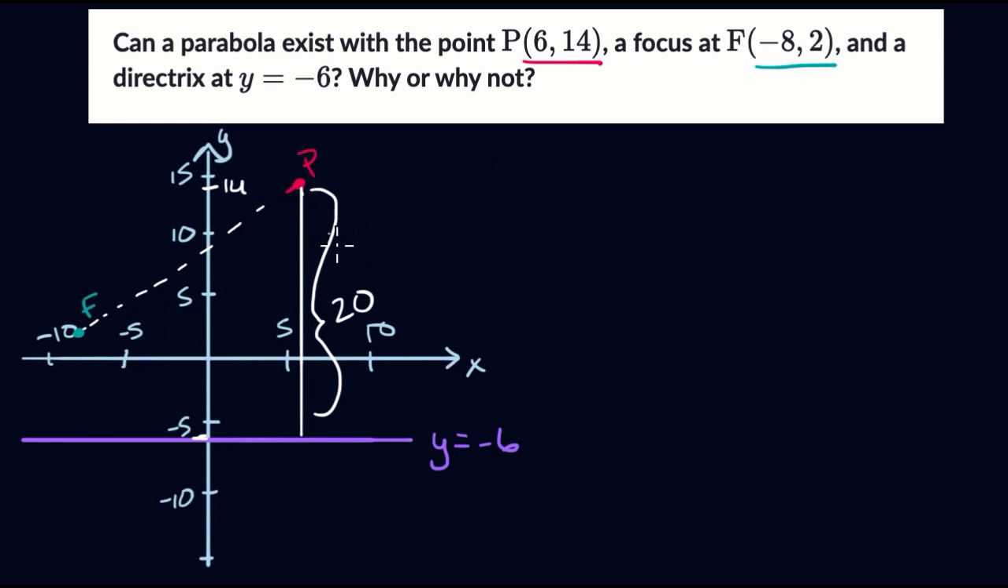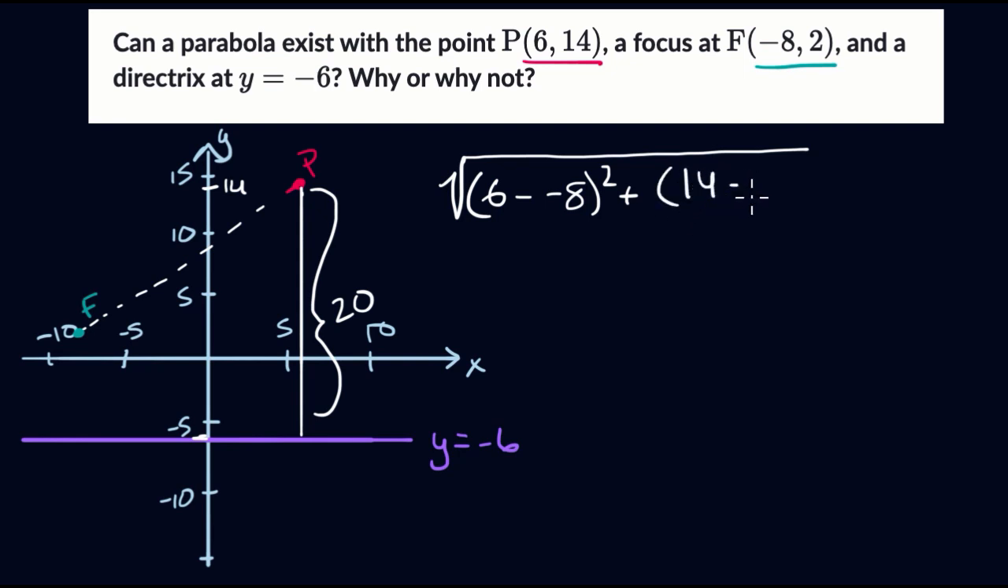Now, what's the distance between P and F? Well, we can use the distance formula, which comes out of the Pythagorean theorem. The distance is going to be equal to the square root of the difference between the x coordinates squared plus the difference between the y coordinates squared. So I could say 6 minus -8 squared plus 14 minus 2 squared. Let me be careful. This is going to be 6 plus 8.